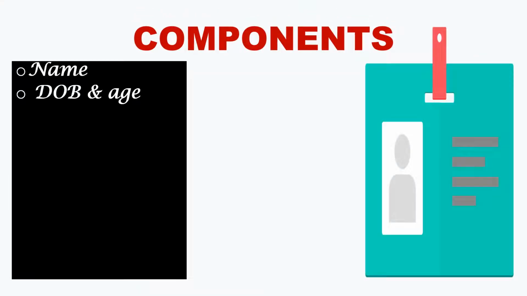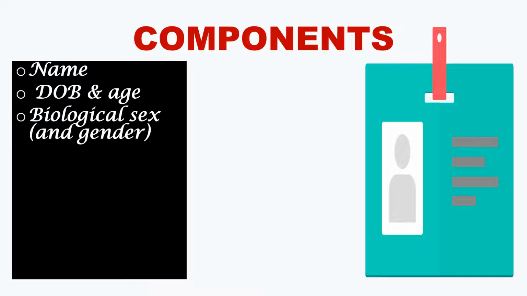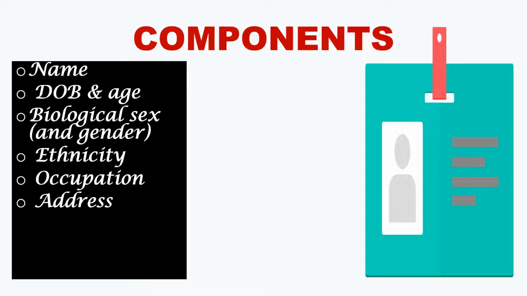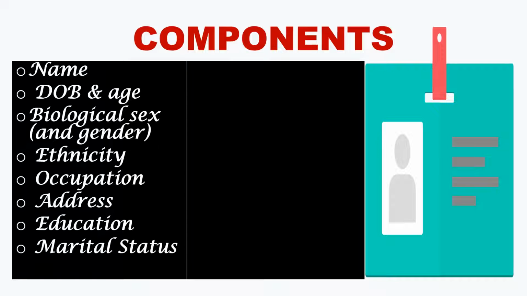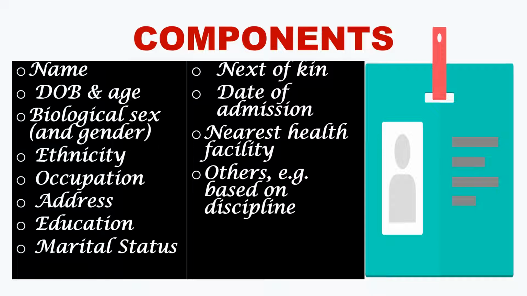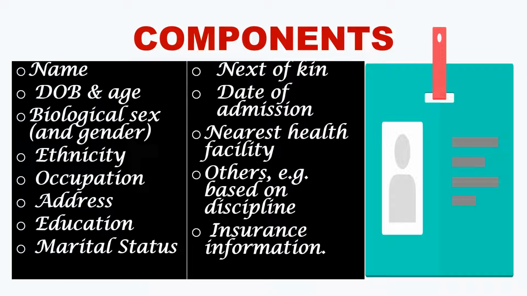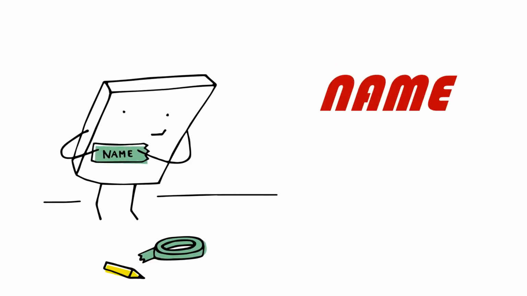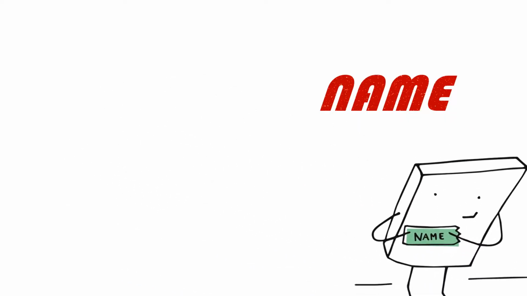What are the components of patient demographics? The name, the date of birth and age, the biological sex and gender of the patient, the ethnicity, the occupation, the address, the level of education of the patient, the marital status, the next of kin, the date of admission, the nearest health facility, others based on the discipline in question, and lastly, the insurance information of the patient where applicable. The name of the patient should be the one reflected in their official legal documents.